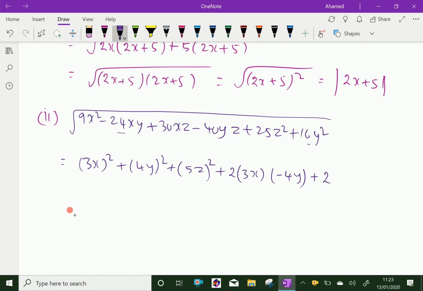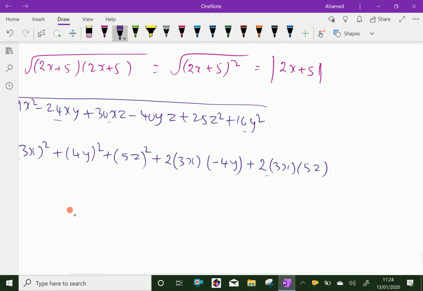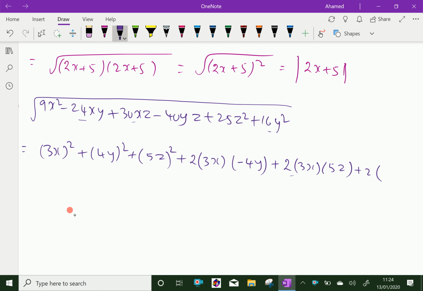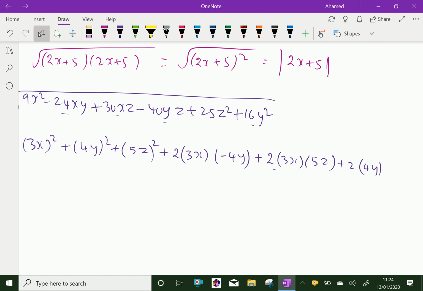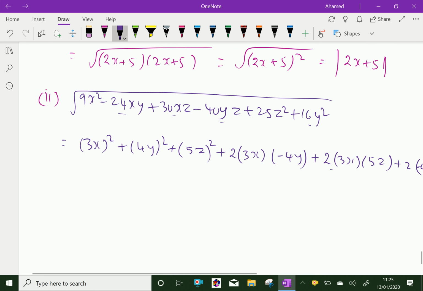Then plus 2 into, instead of 30xz, you can write the x term as 3x and the z term as 5z. Now 2 into 3 is 6, 6 into 5 is 30, so 30xz. Then the last term is 2 into minus 4y into 5z, since 2 into 4 is 8, and 8 into 5 is 40, giving minus 40yz. So this completes the expression under the square root.